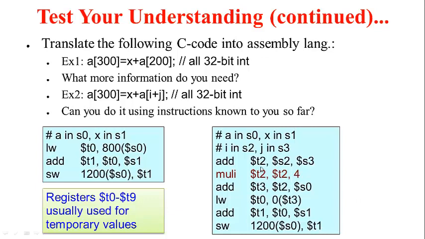So after having multiplied I plus J by 4, I need to add that value to A to get the offset. Note that in the load word instruction, the offset has to be a constant. So I need to get the address directly in this particular register. Here I have used $T3. So this load word now gets in $T0 the value of A of I plus J, and then the rest of it is similar to the previous example.